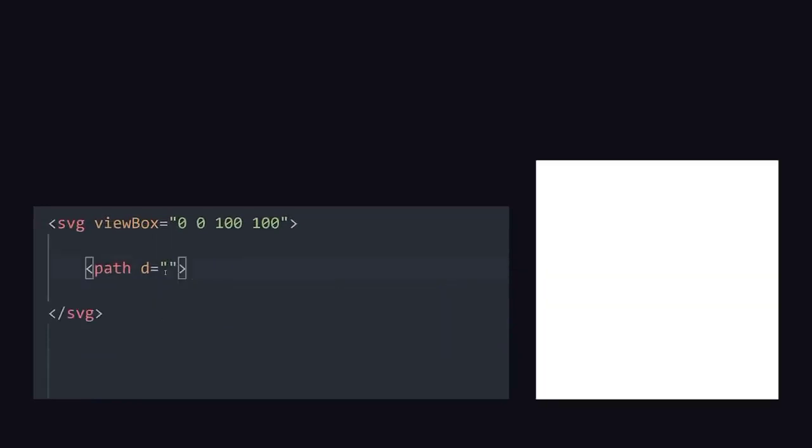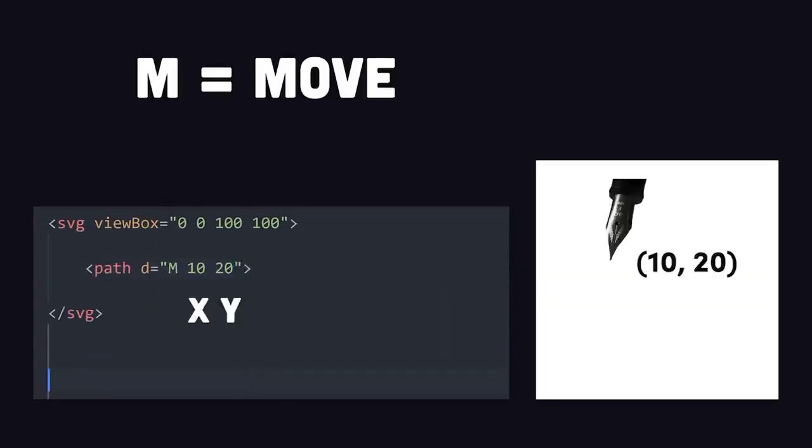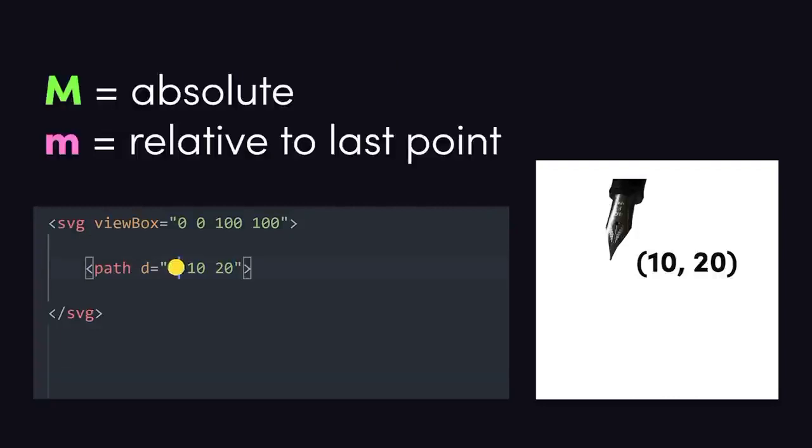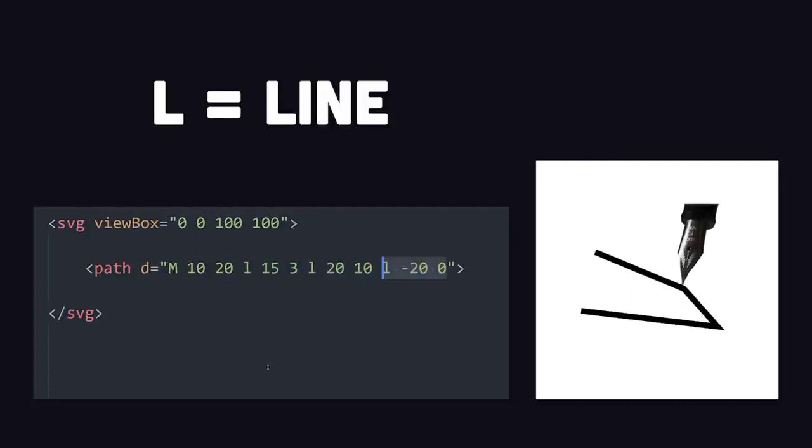The most basic command is M for move, which will move the pen tip to an XY coordinate. An uppercase letter means move relative to the viewbox, and lowercase means move relative to the last point in the path. But move doesn't actually draw anything. To put the pen tip down on the paper and draw something, use the L command. It works exactly like move, but draws a line that can be styled.